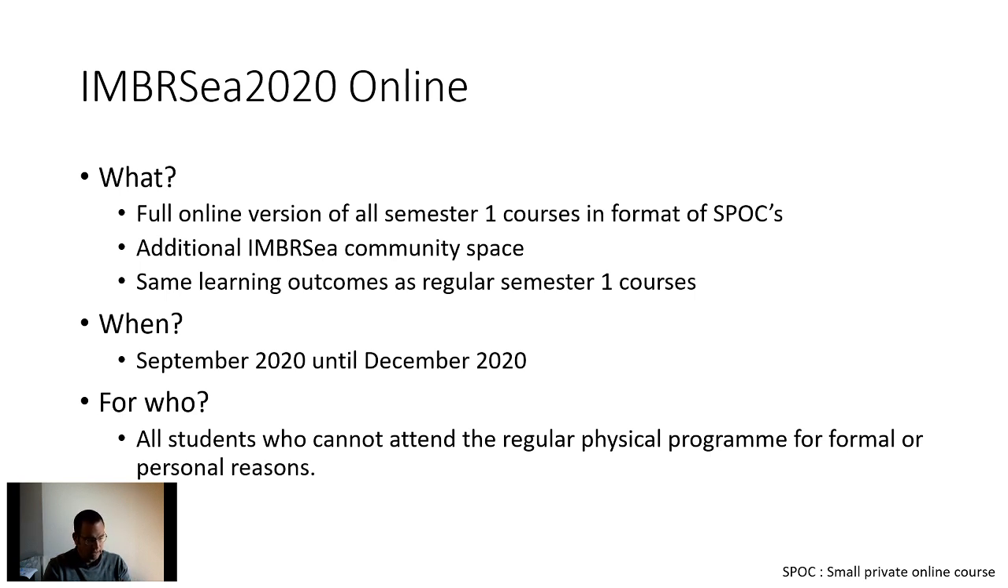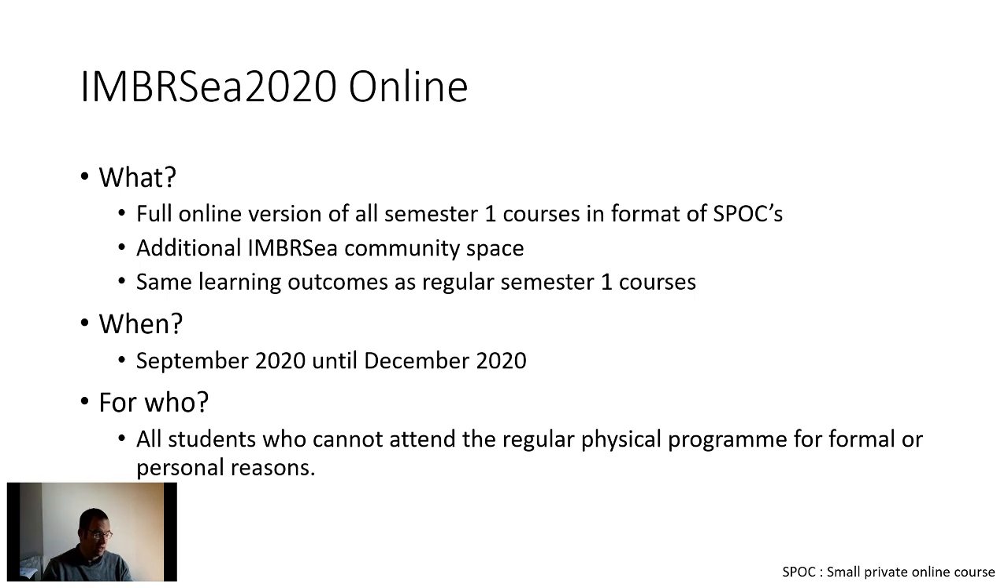We also foresee an additional IMBRSea community space, and the final goal is that the learning outcomes of this online semester will be exactly the same as for a regular first semester course. An important element is that the things will be organized online, but through that additional IMBRSea community space, we will foresee mechanisms where students can interact with the students enrolled in the physical semesters.